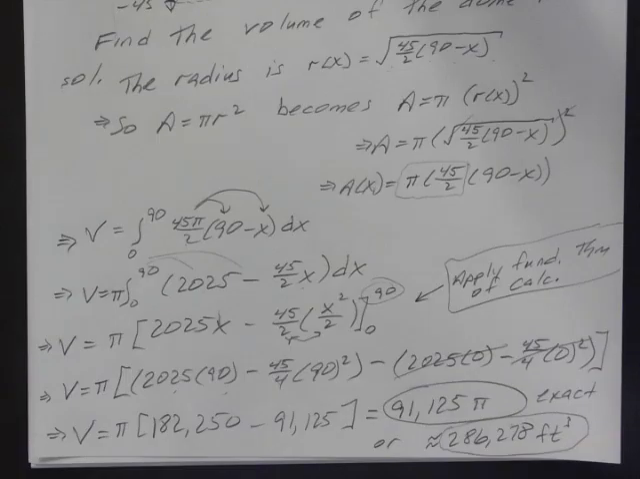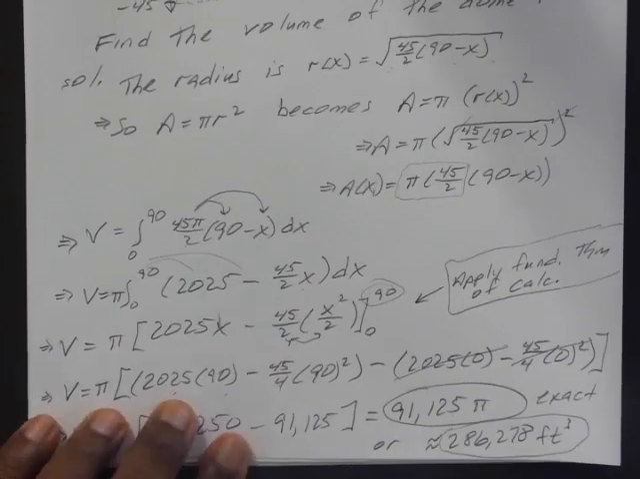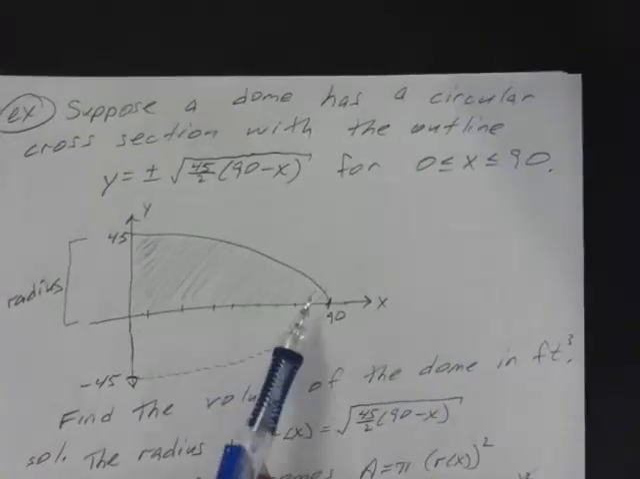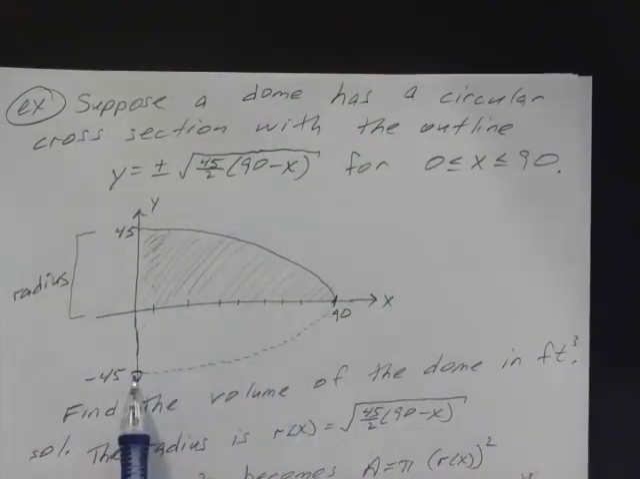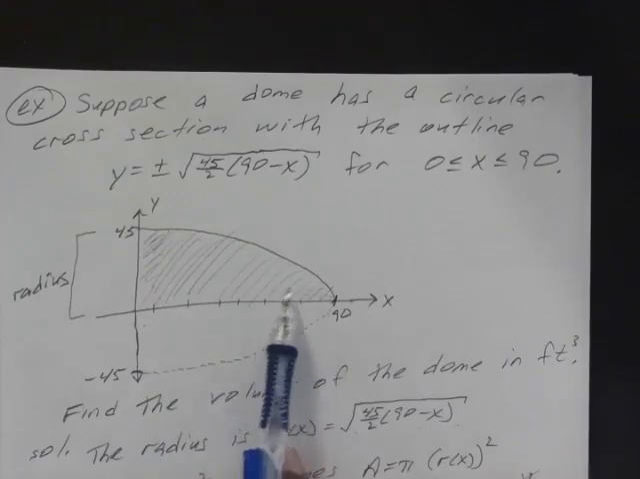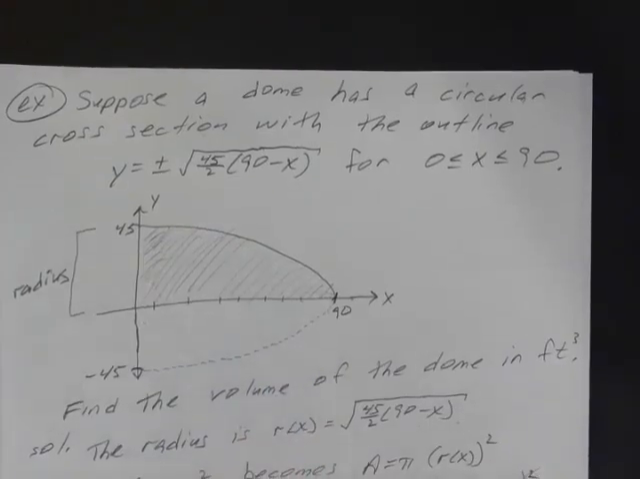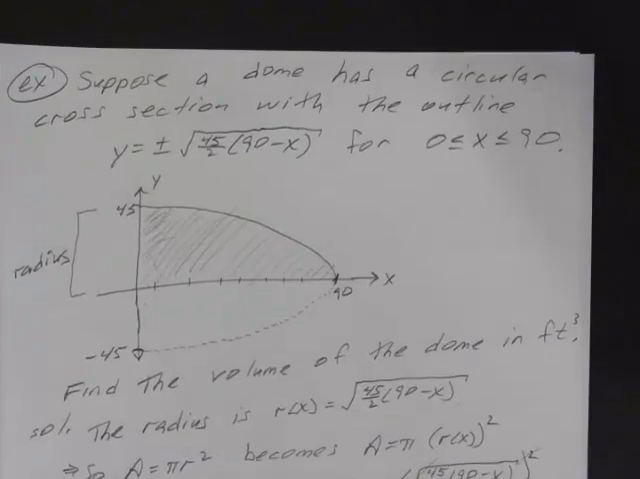For the part where we start finding the volume, is the reason why we chose the positive version of the square root because we're looking at it from above ground? Yep, because if you have the positive of the square root here, the negative would be down there. And because we're looking at a dome, that's why we're only looking at the above ground part of it.